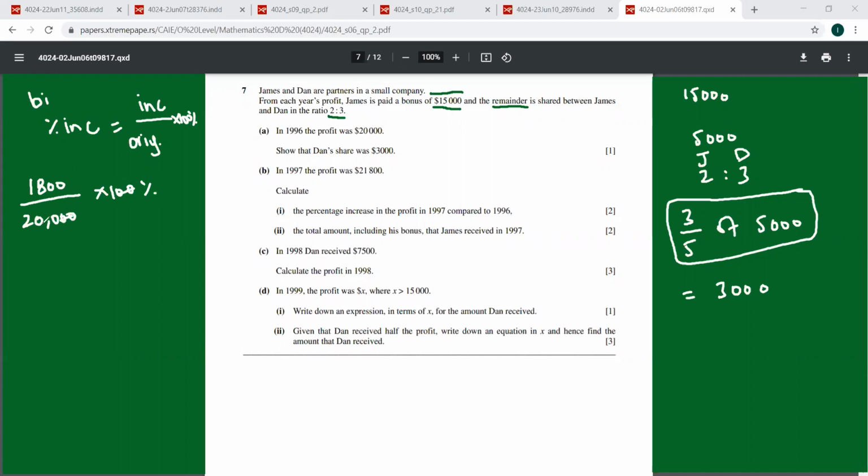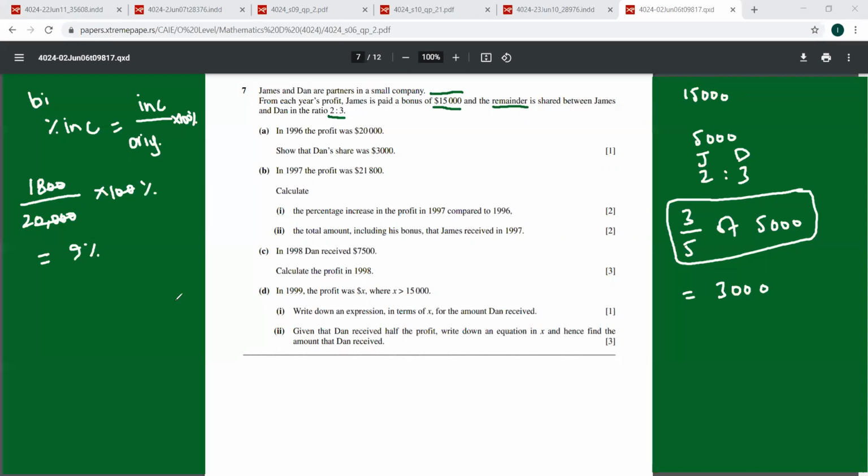So you simplify all of this. This is a paper 2 question, so you can use a calculator. Since this was an easier working, there is a 9% increase in the profit of 1996.